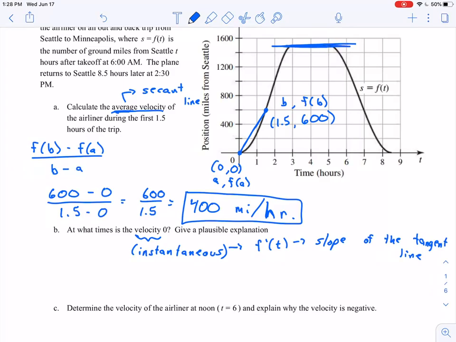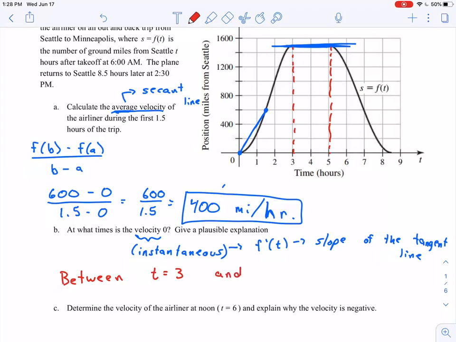What are those times? Let me erase here just so that we can see a little bit clearer. It looks like it happens between about 3 hours and roughly 5 hours. So at what times is the velocity 0? I would say between t equals 3 and t equals 5 hours. That 2-hour gap.